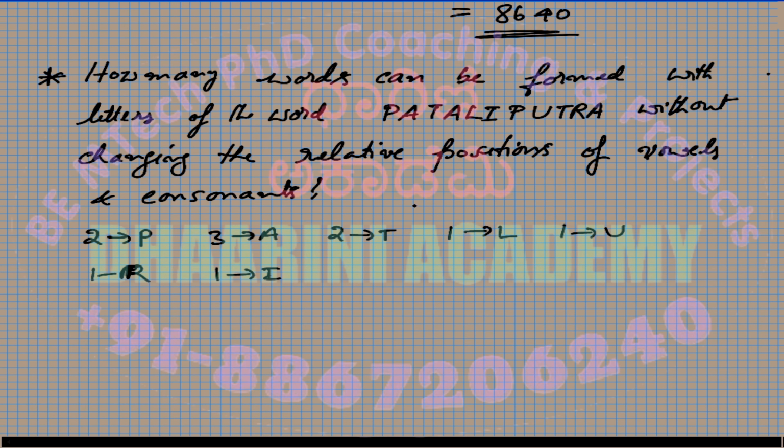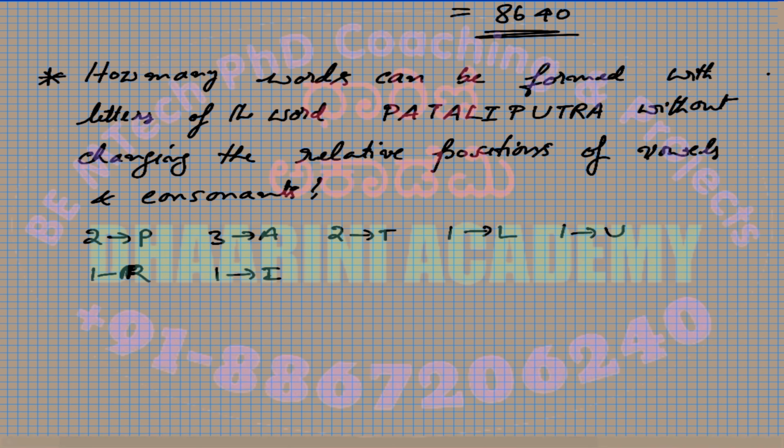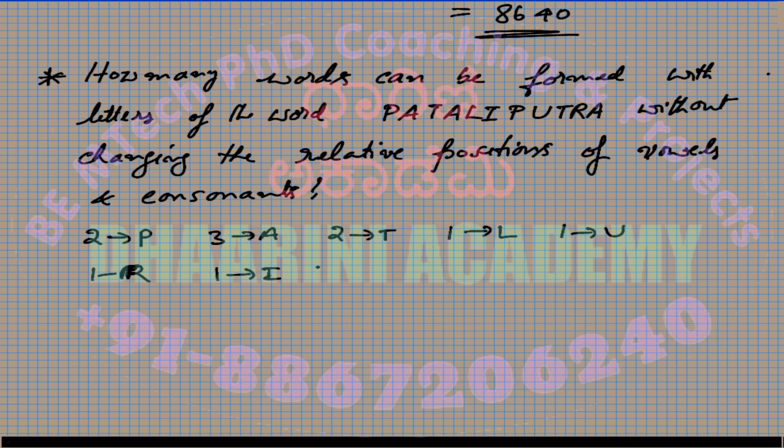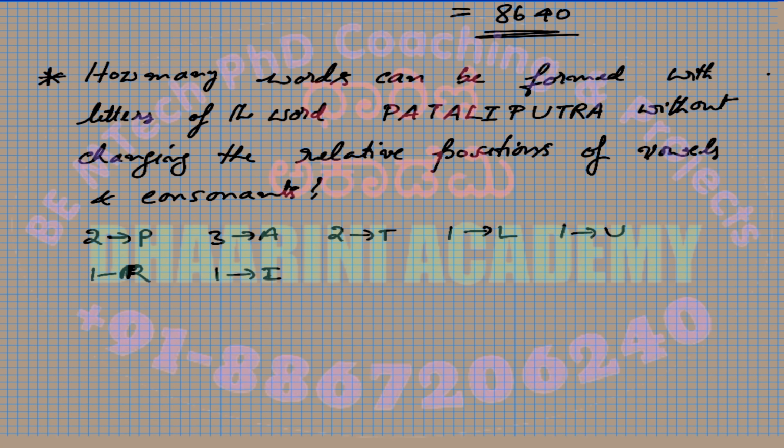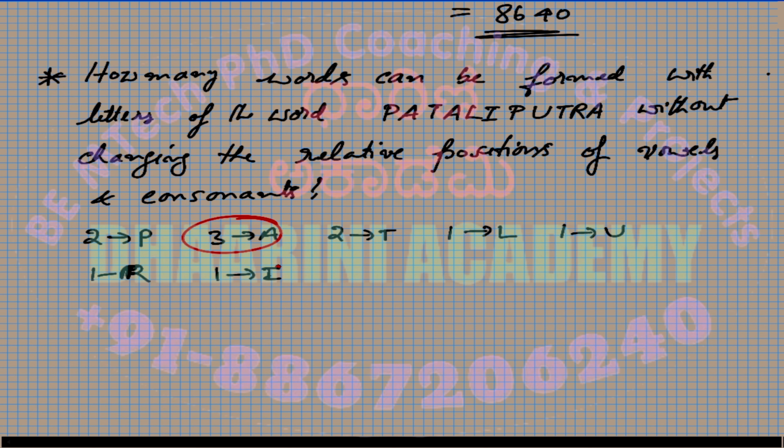Now you see, we are not allowed to change the position of a vowel in the given word. So wherever you have a vowel, you have to keep a vowel, but you can bring any other vowel into that position. Similarly, wherever you have a consonant, you have to retain a consonant, but T can come to the position of P, P can go to the position of L, etc. That's fine. Now first, what are the vowels? Vowels are 3 A's, 1 I and 1 U. So totally there are 5 vowels.